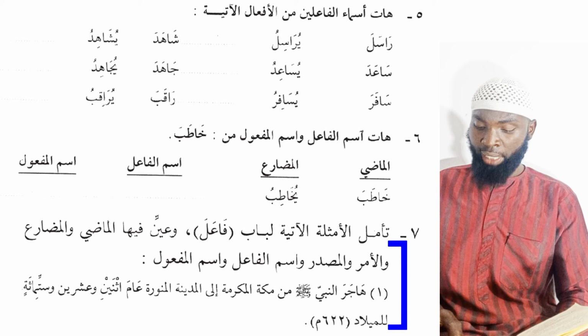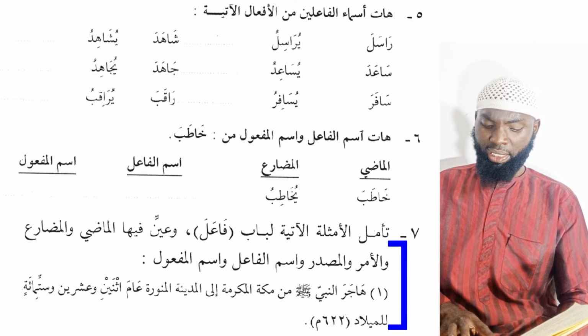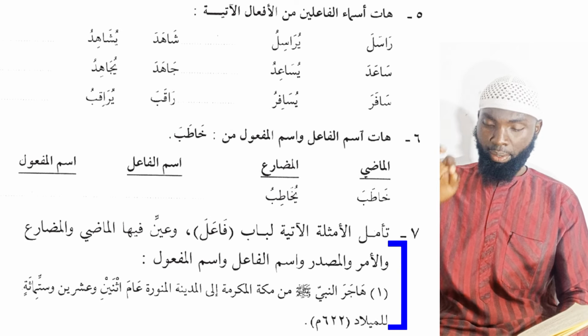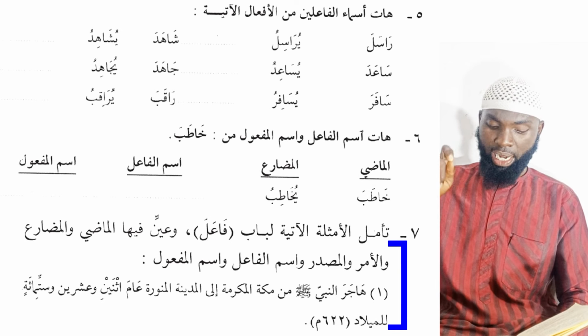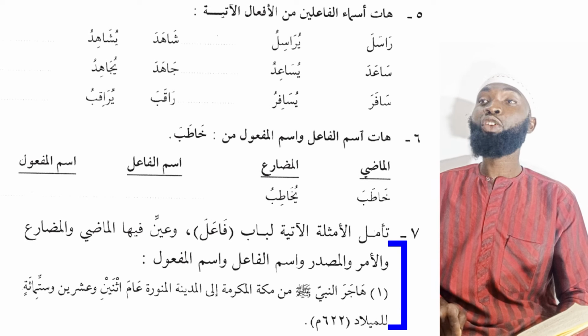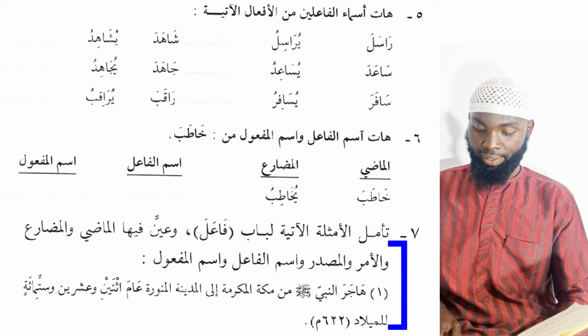Now we have: hajara an-Nabiyyu sallallahu alayhi wa sallam min Makkah al-Mukarramah ila al-Madinah al-Munawwarah am 622 lil-milad. The Prophet migrated from Mecca to Medina in the year 622. And the word hajara, he migrated, hajara. This is fi'l madi, past tense.